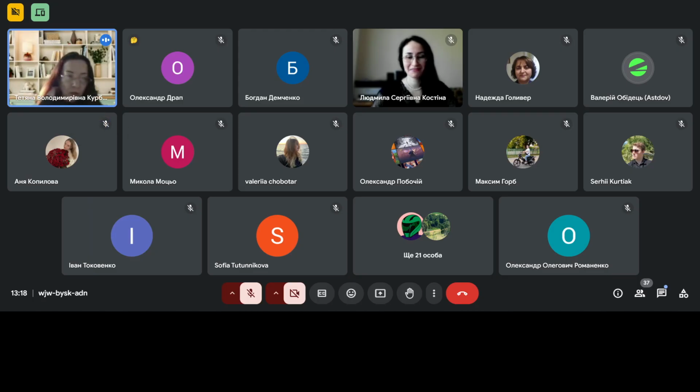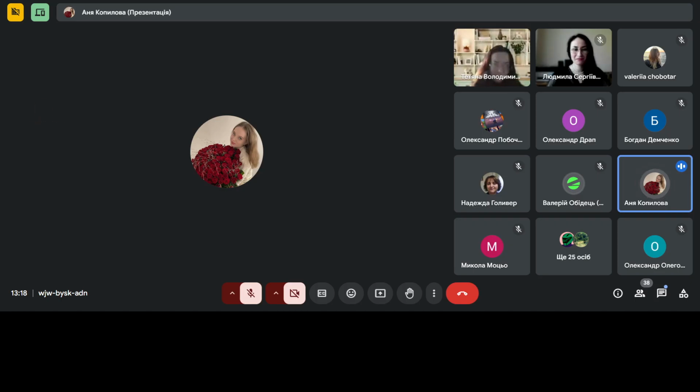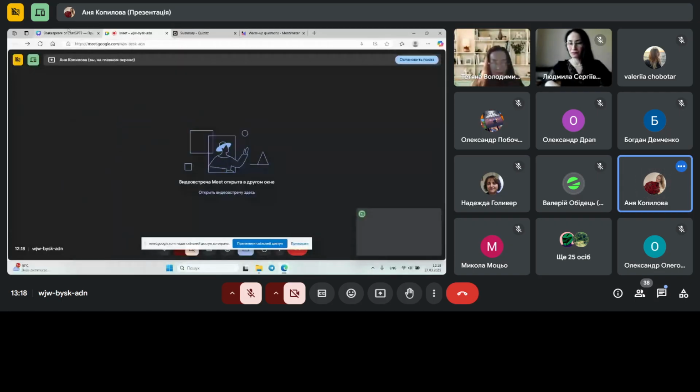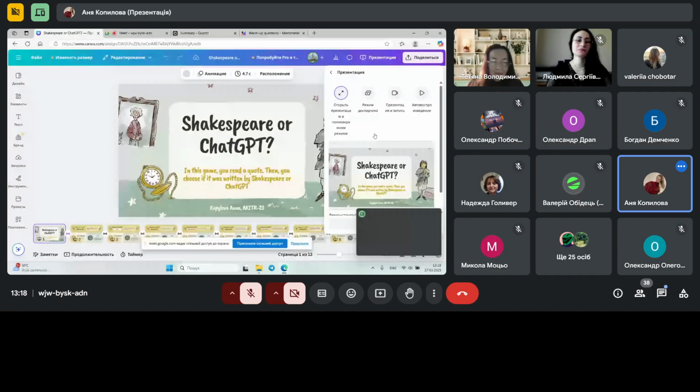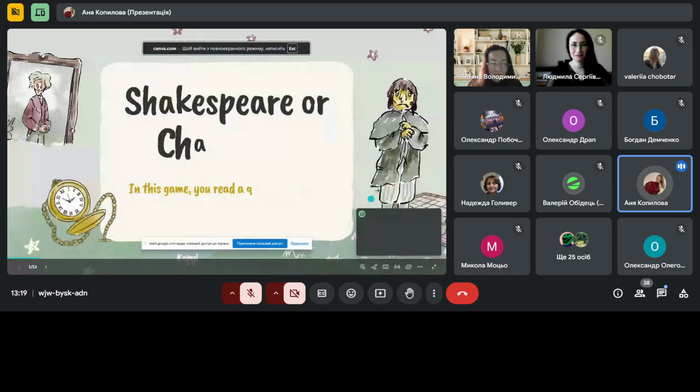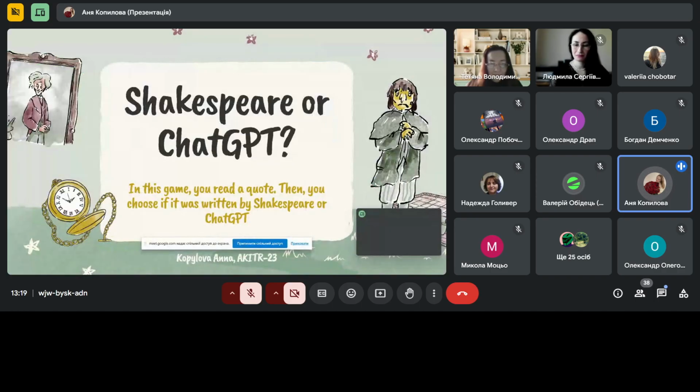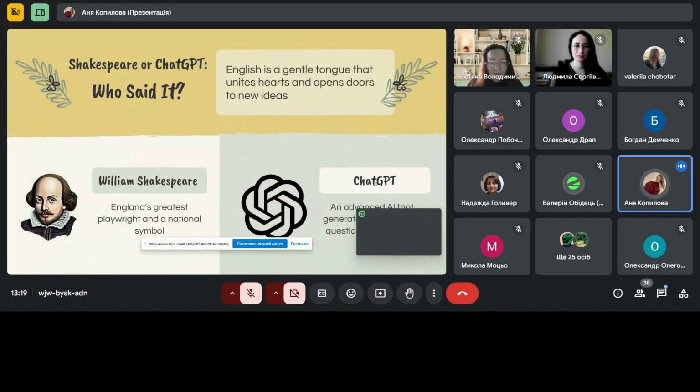Anya is going to test you. Today we are going to play a game called Shakespeare or ChatGPT. I will show you a quote. You need to guess. Was it written by William Shakespeare or by ChatGPT? Please answer or raise your hand when I ask. Here is an example quote. English is a gentle tongue that unites hearts and opens doors to new ideas. Who said it, William Shakespeare or ChatGPT?